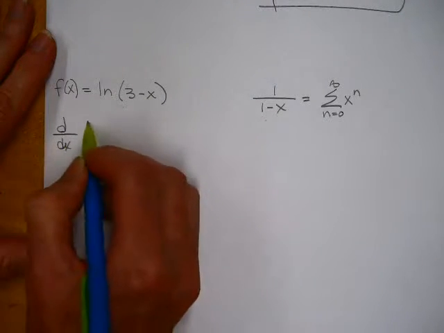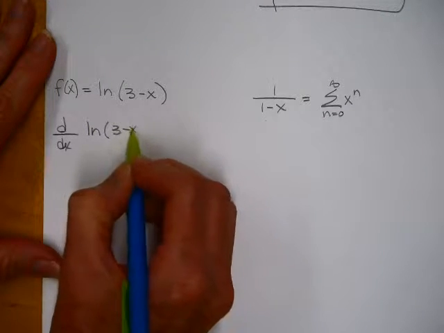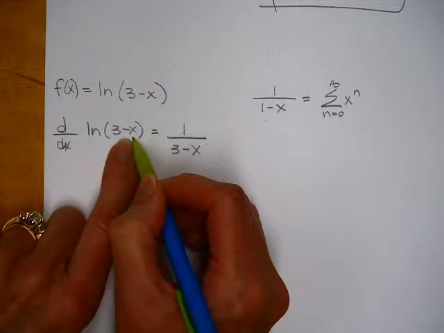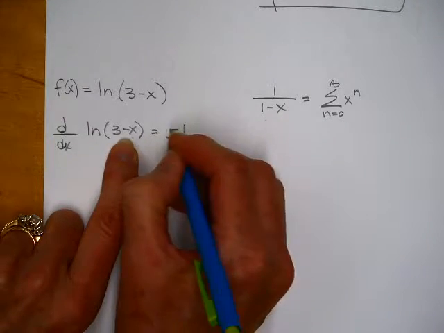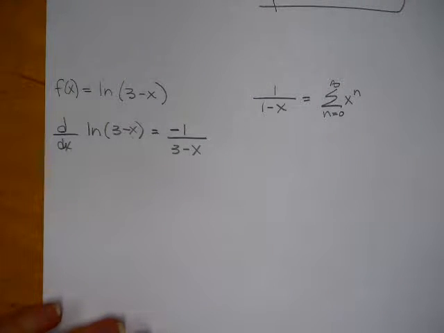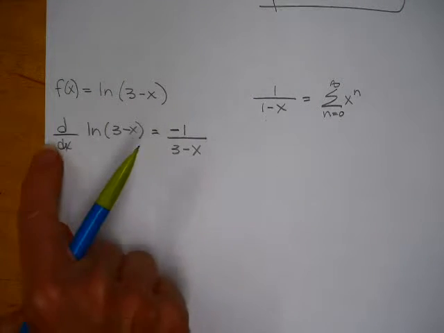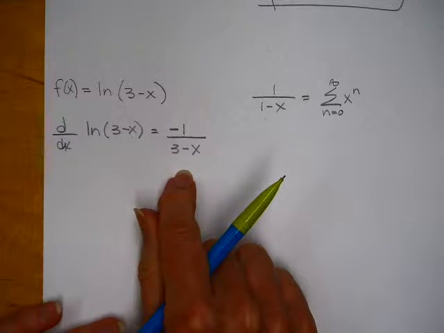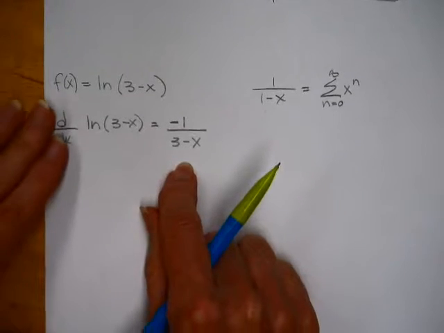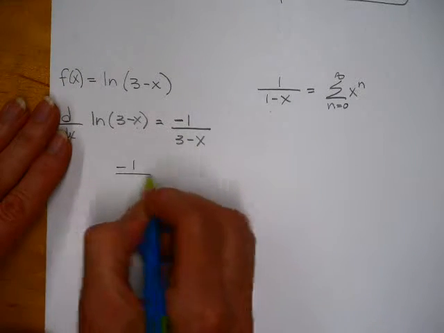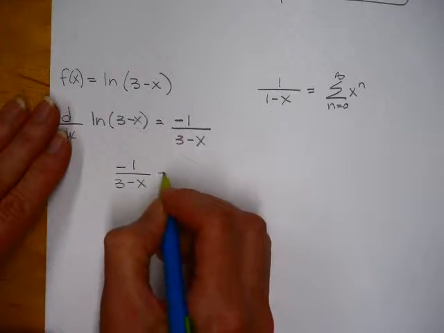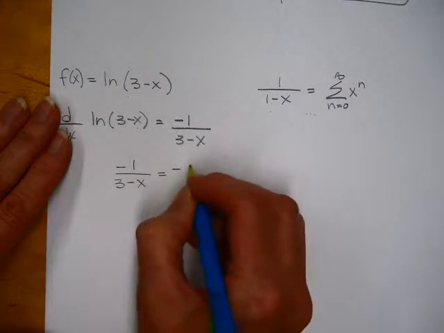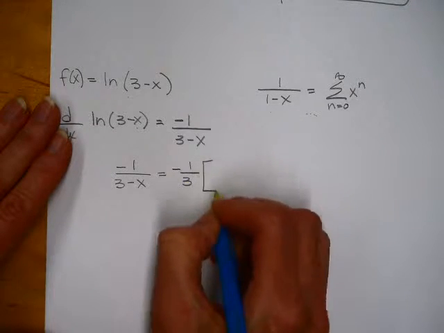The derivative with respect to x of the natural log of 3 minus x is 1 over 3 minus x times the derivative of the inside, which is negative 1. The derivative of this is negative 1 over 3 minus x. I know how to write this as a power series. So what I'm going to do is I'm going to take this, negative 1 over 3 minus x, and I'm going to write that as a power series using what I know. So I'm going to factor out the negative 1/3.